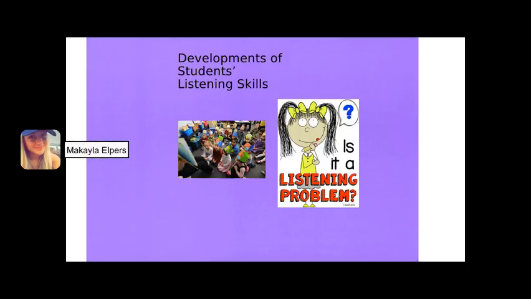Development of students' listening skills. From day one, students need to understand why it is important to listen in and out of your classroom. Set the rules and post them. Make sure it is visible for them in the classroom so they can read it each and every day. Also, talk to them about what it means to be a good listener, because at this age, they might not exactly know what that means.